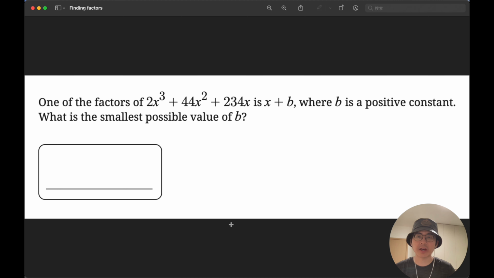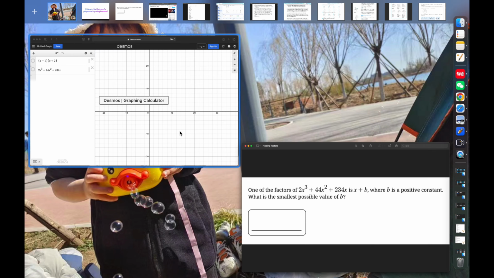So first of all, you need to know that there is a relationship between x-intercepts and factors. For example, if I have a factor which is x plus 2, that means I will have an x-intercept which is negative 2. Okay, let me illustrate this.